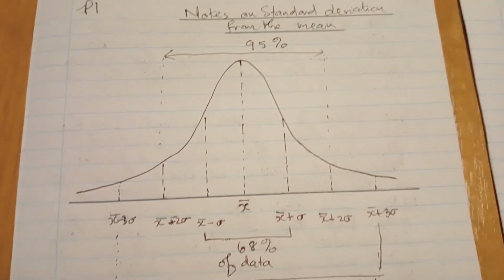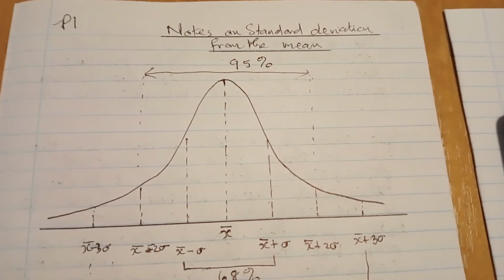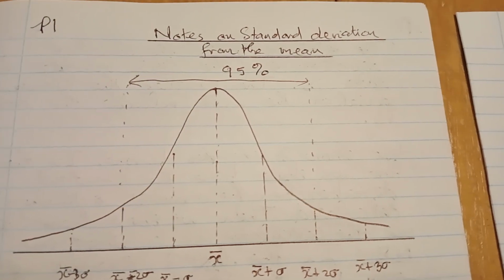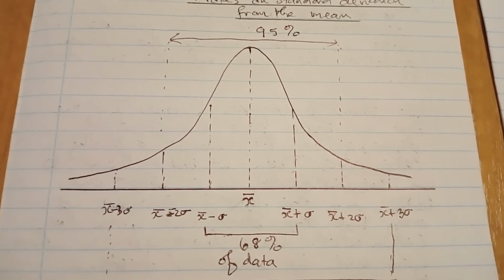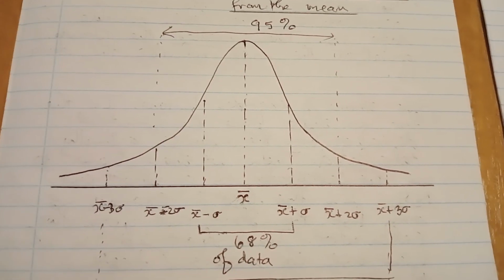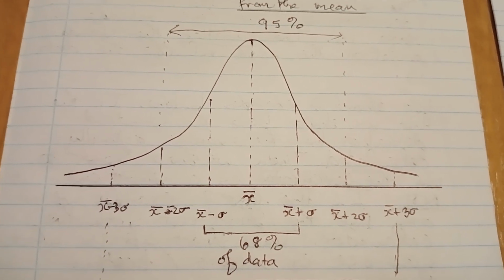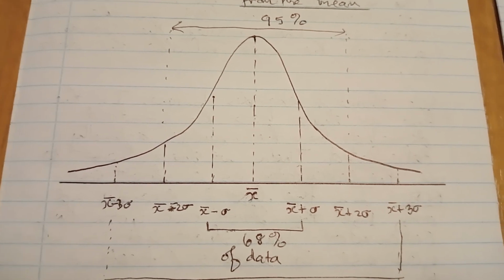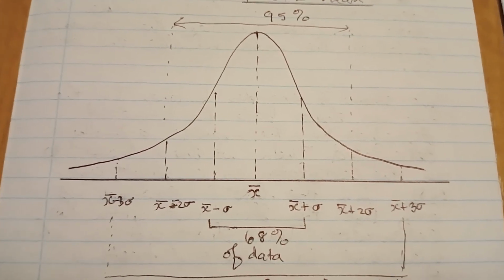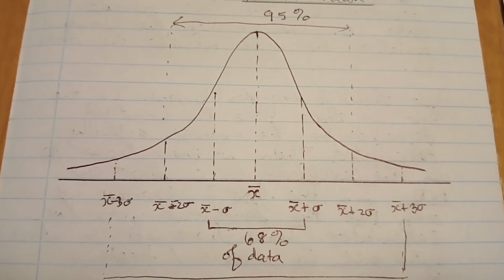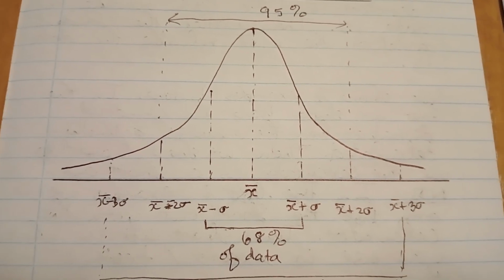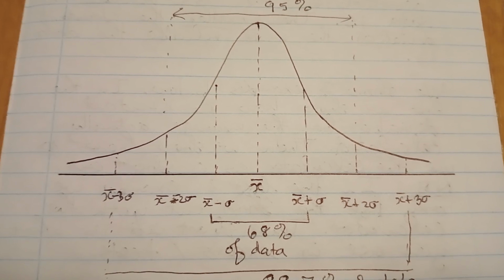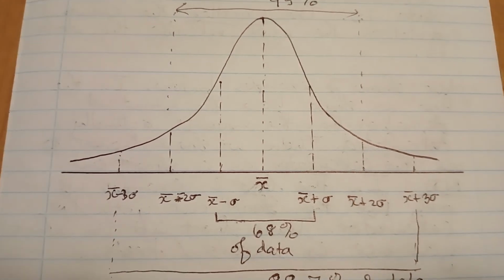Hello students. These are some notes on the standard deviation from the mean. Normally, if we collect data in sufficient quantities, the data behaves like a bell curve, which is also called a normal distribution. You can see in the middle is where the mean is, and we know how to calculate the mean. We will revise that a bit later.